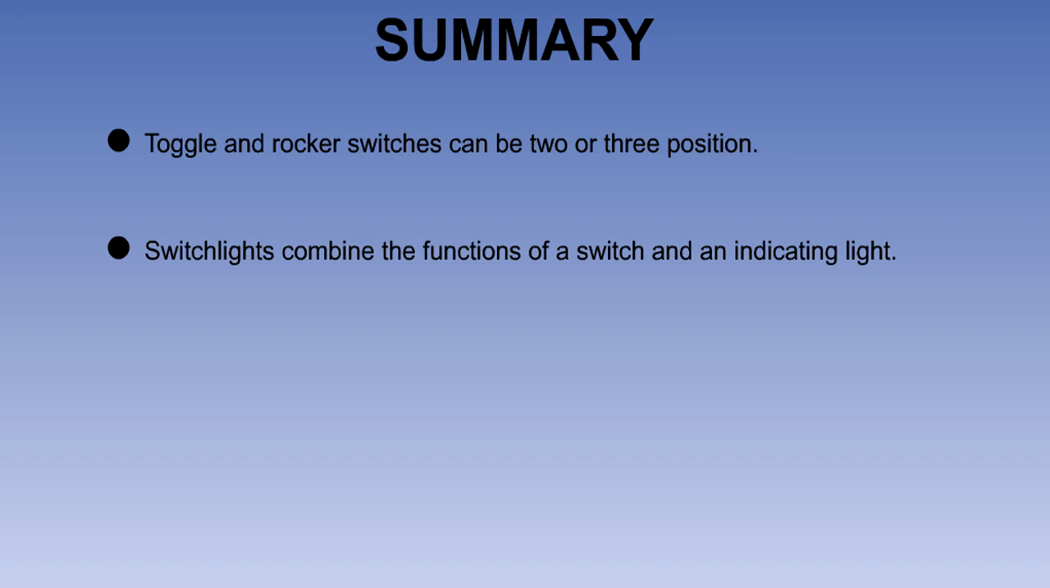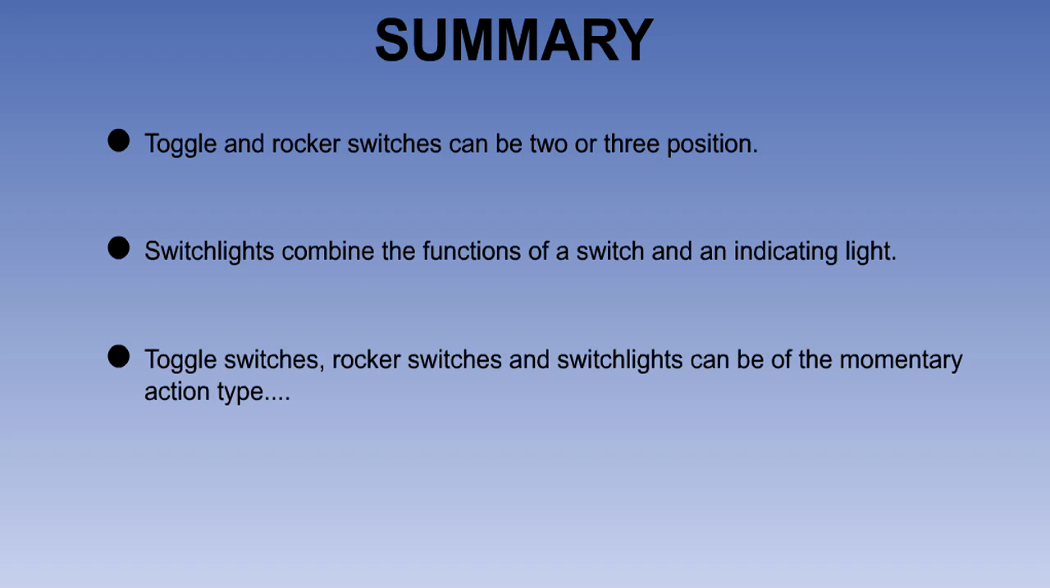That is the end of the lesson on manually operated switches. Here is a summary of the important points. Toggle and rocker switches can be 2 or 3 position. Switch lights combine the functions of a switch and an indicating light.